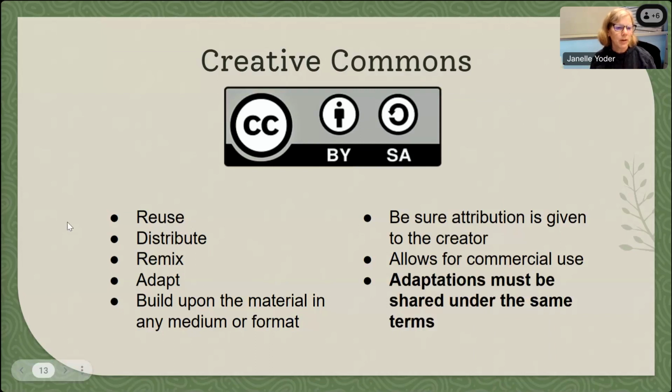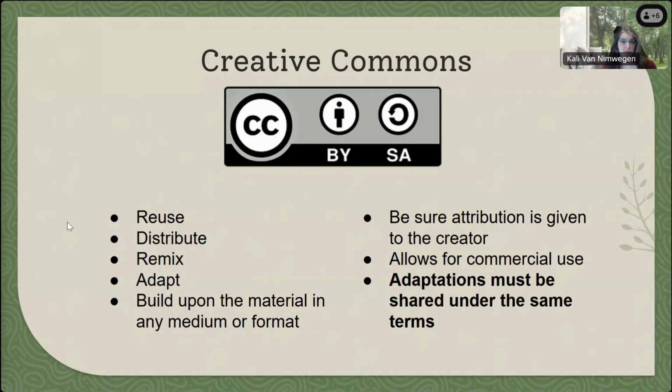And this one is similar. It's got Creative Commons BY, but the SA stands for share as. That means that adaptations have to be shared under the same terms, or maybe SA stands for same. What is it, Callie? Share alike. Share alike, that's what it is. So you cannot put this in a more restrictive license than how it came to you, is I think the best way to think about it.